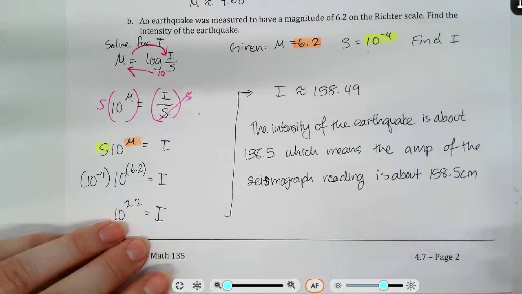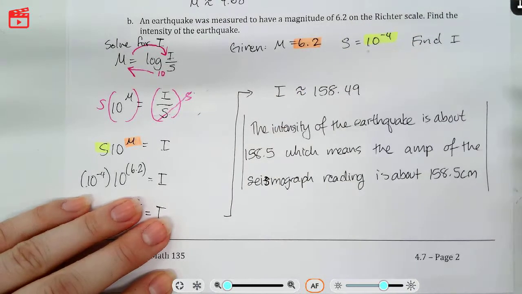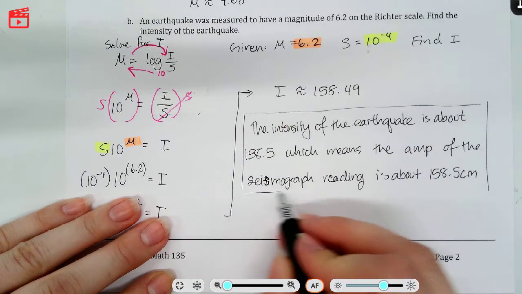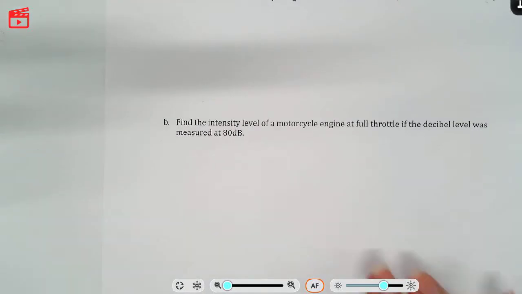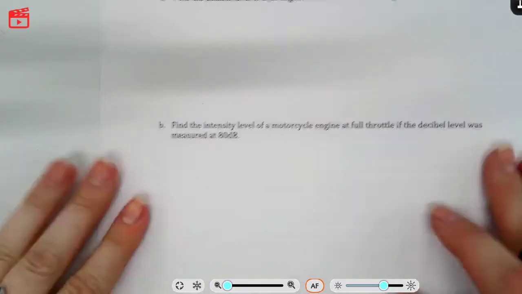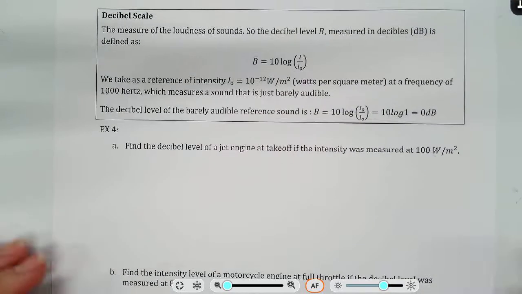Ooh, that got crooked. Okay, so there we go. There's our answer. And one last example, and that is it for 135, and then it's just time to review everything we've gone over. All right, the decibel scale.